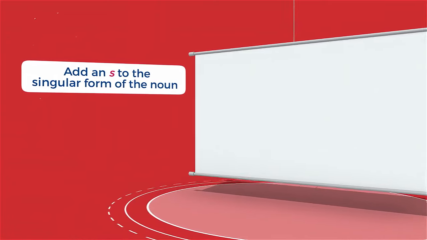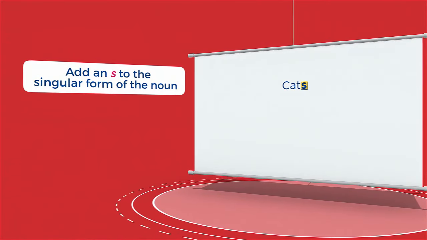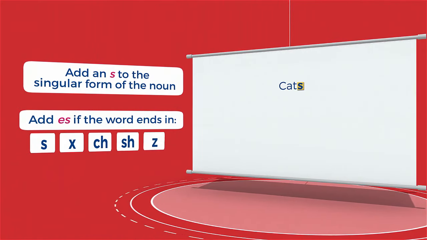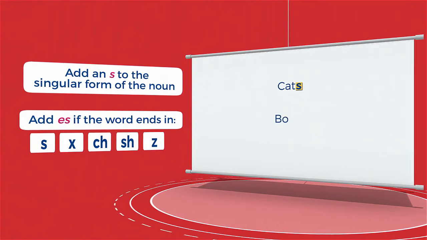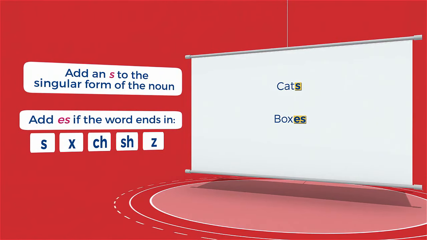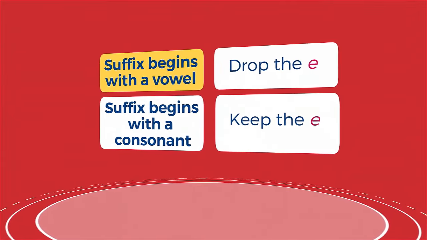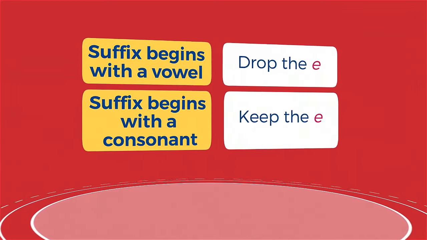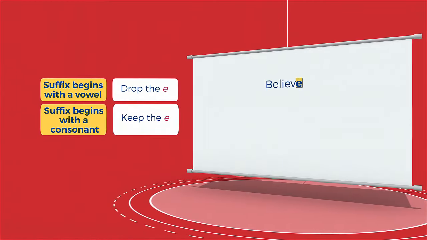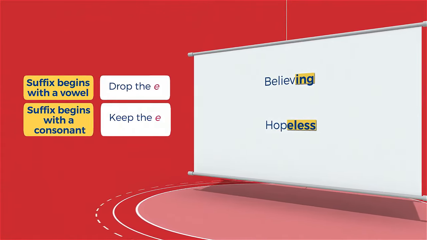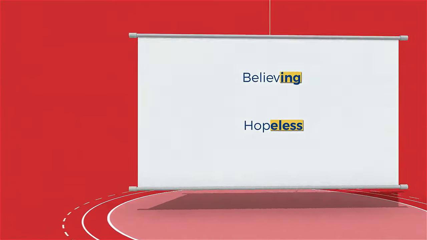When forming plurals, you generally add an s to the singular form of the noun, so cat becomes cats. If the word ends in s, x, ch, sh, or z, you usually add es, so box becomes boxes with an es ending. If you're adding a suffix to a word that ends in silent e, and the suffix begins with a vowel, you drop the e, and if the suffix begins with a consonant, you keep the e. So believe would change to believing with no e before the ing, and hope would become hopeless, keeping the e before the l in less.